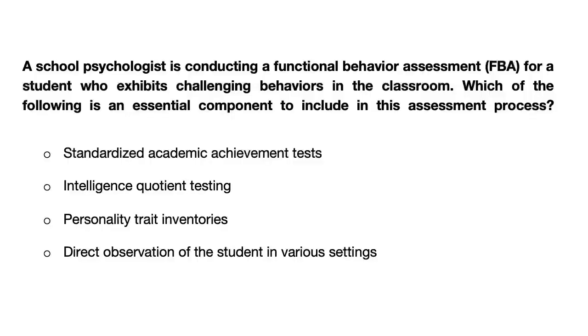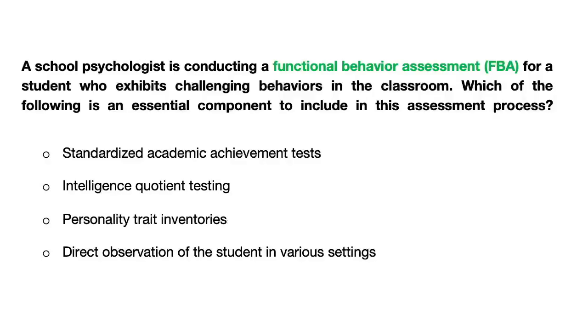A school psychologist is conducting a functional behavior assessment for a student who exhibits challenging behaviors in the classroom. Which of the following is an essential component to include in this assessment process? Would it be standardized academic achievement tests, intelligence quotient testing, personality trait inventories, or direct observation of the student in various settings? Let's keep in mind that an FBA is a process of gathering information about behaviors of concern and then developing interventions to eliminate those behaviors.